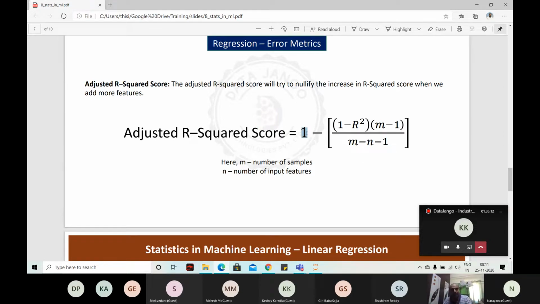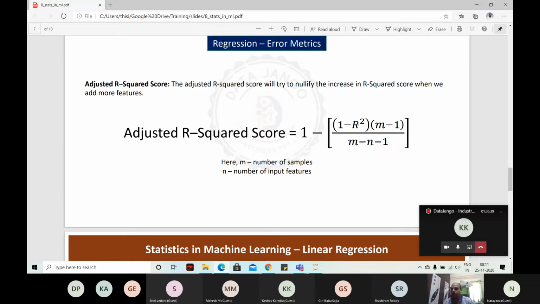And we are actually subtracting it, so we are doing 1 minus here. So the numerator will become small, and the denominator will become small. So this is going to nullify the additional features' effect. Getting it? This is not R square, this is actually the adjusted R square score. So when you add four more features, what will happen? The R square score will increase a little bit, right? We are doing 1 minus of it.